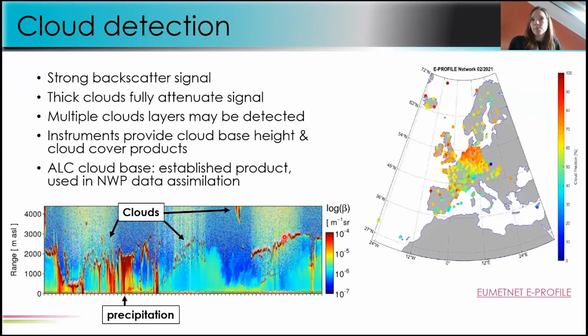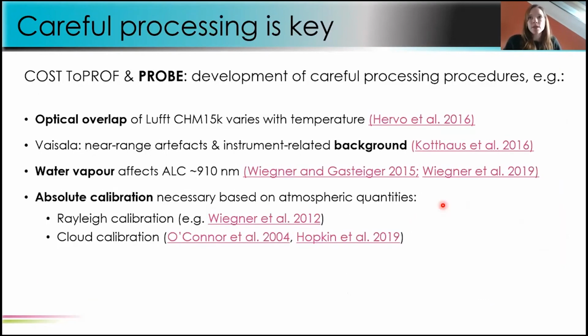And these products are provided by the instrument internal software. Not only the cloud-base height, but also cloud cover products can be obtained. For example, here we see a map of cloud cover across Europe, across the E-PROFILE network, which shows very nicely the ALC networking capabilities. And these products are widely established and already used in NWP data assimilation.